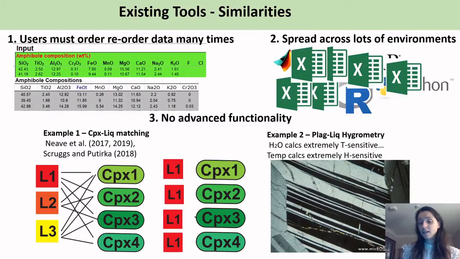The second thing is often you want to iterate different calculations. So as I said, plagioclase-liquid anorthite exchange is sensitive to both the water content of the melt and the temperature. So at the moment, if you want to calculate temperature from plagioclase-liquid pairs, you would probably download Keith Putirka's spreadsheet and you would enter your plag and your liquid compositions, but you would have to give it a water content and you might not know that.